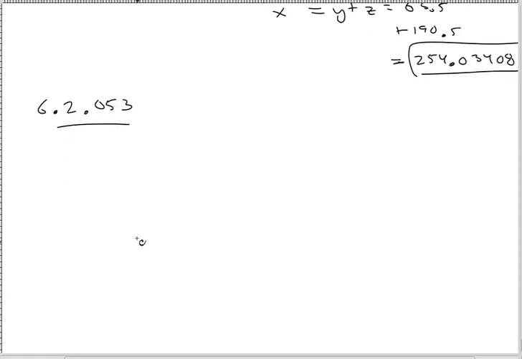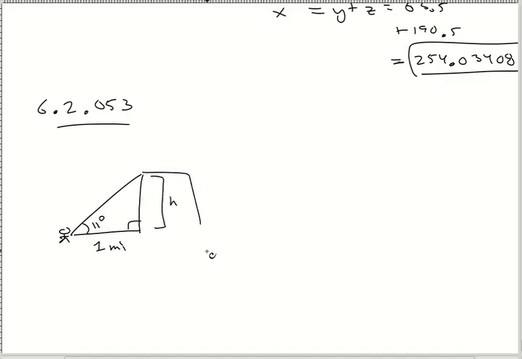62053. So I have a triangle here, and there's like someone standing over there or crawling or something. I don't know. One mile away. It's one mile. The angle, what? Oh, that's 11 degrees. On my paper, it looked like 110. 11 degrees. And then this is some height of a building or something like that. So what's the height of the building that he's looking at there?